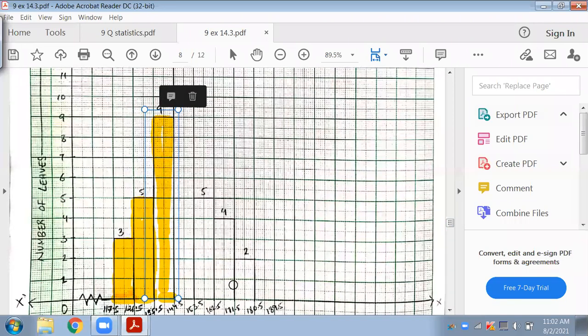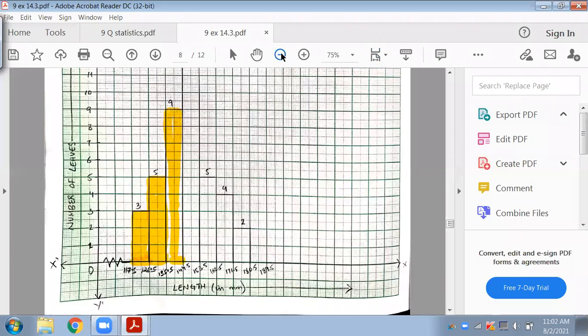Draw the bar till 9. Then next is 12. Draw the bar till 12, then 5, then 4, then 2. Okay, so you can look and draw.